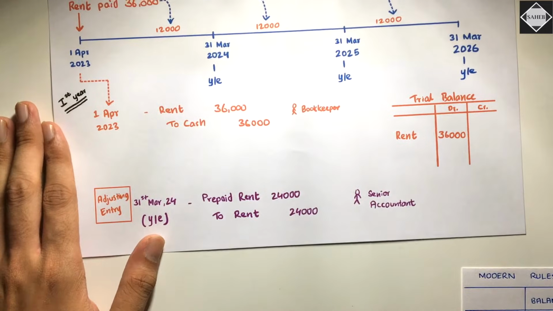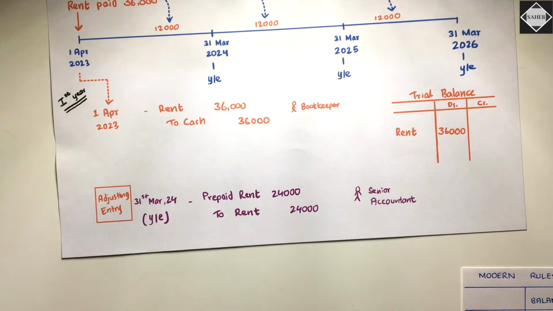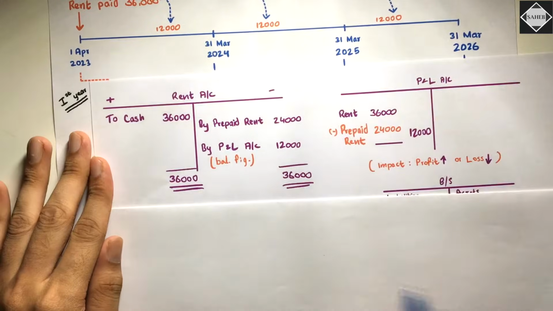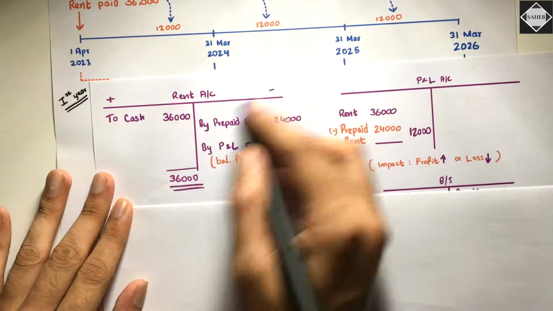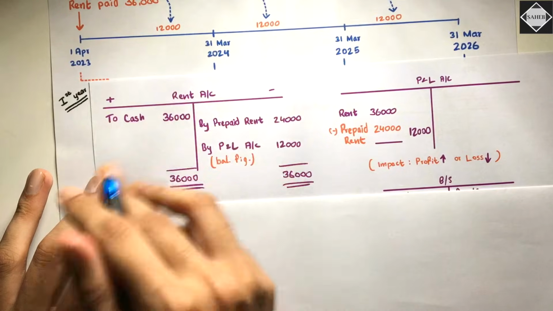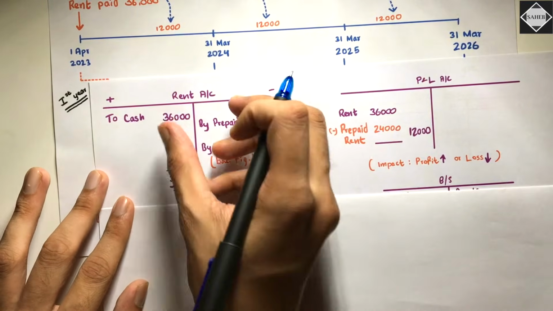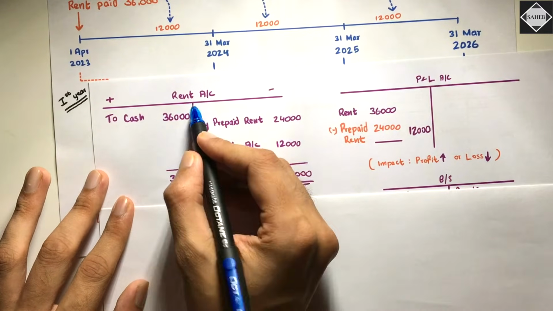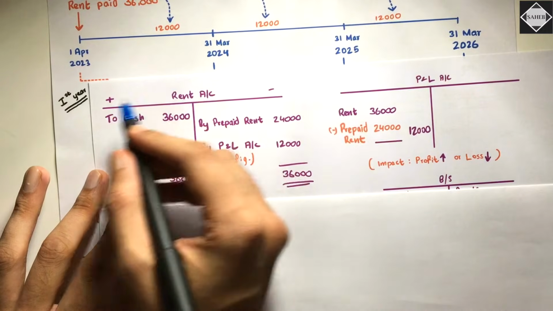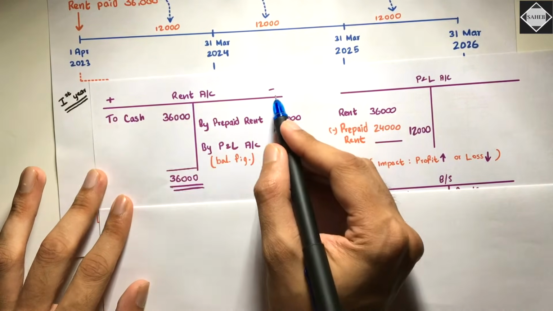So now what is the effect of this? Let's just see. First, what we will do is always prepare a T account, a ledger account, of rent, of an expense. See here, rent account, this is the T account or ledger account we call this. This remains in the general ledger, right? So here, see, rent account has a debit balance. So debit means plus and credit means minus.